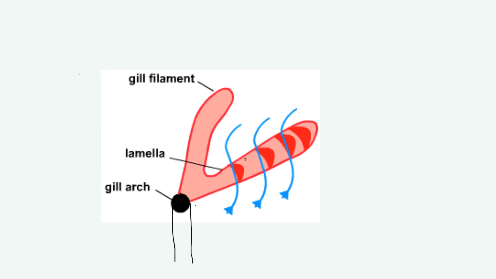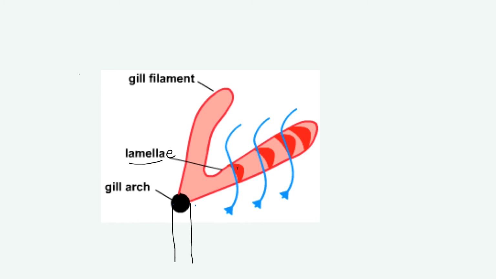Now, these dark red things here, there and there, are called the lamellae. Singular lamella, plural lamellae. Basically, that is where the gas exchange is going to happen. You've got a good blood supply, so a capillary network in those lamellae. And basically what's going to happen is the water is going to flow over them. Now, the reason for this, by the way, is that the water contains oxygen. There is oxygen dissolved in the water.